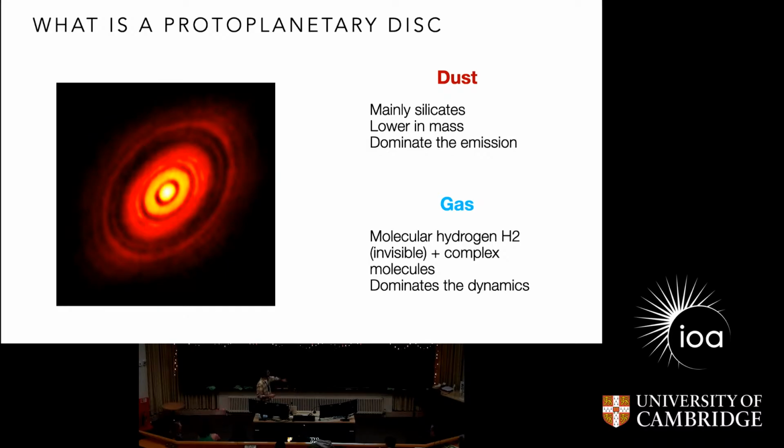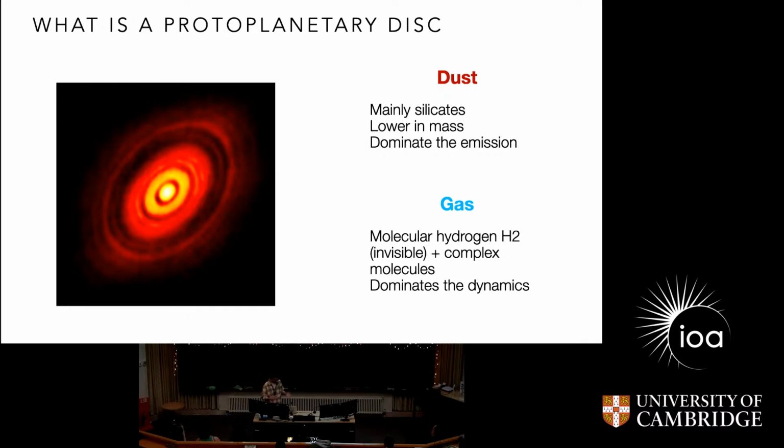The first one is dust. We call dust, let's say, any solid particle in the disk. These solid particles are usually silicates. But what is important is that the dust is very low in mass, so it doesn't really matter when we look at the total mass of these disks. But dust is very important because it can emit light, and this is what we observe. This is, for example, an actual observation of a protoplanetary disk, and in particular, this is how the dust component looks inside this disk.